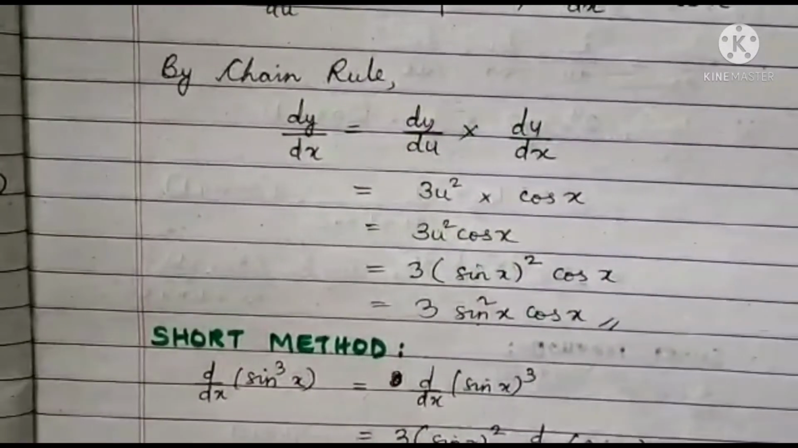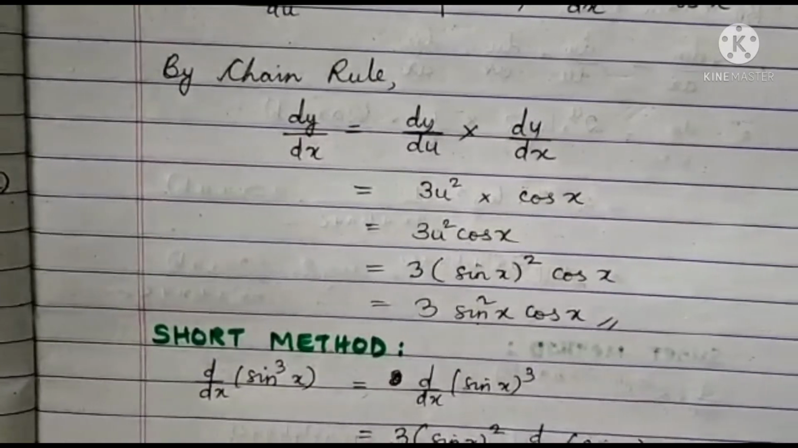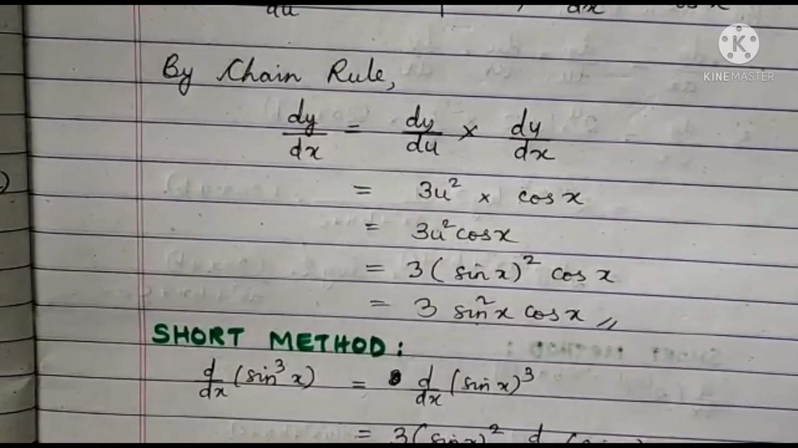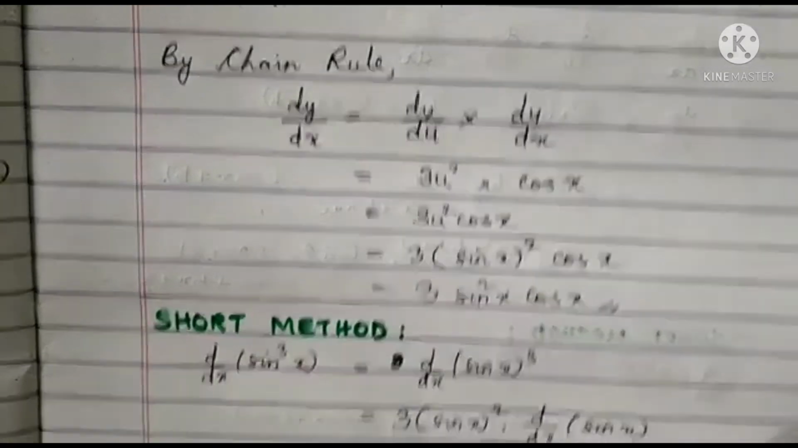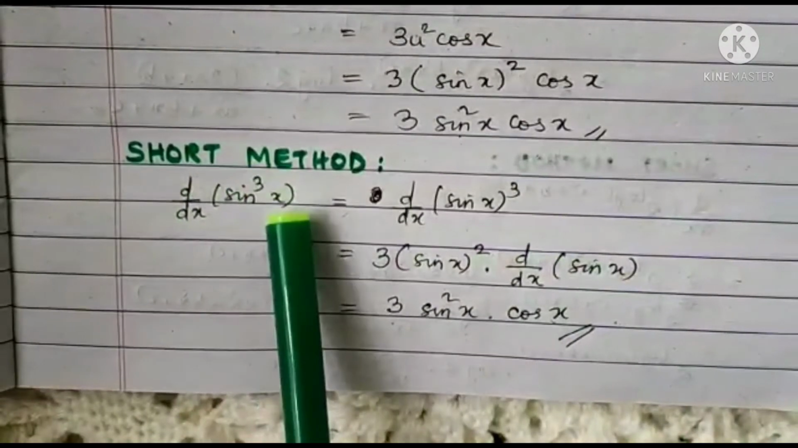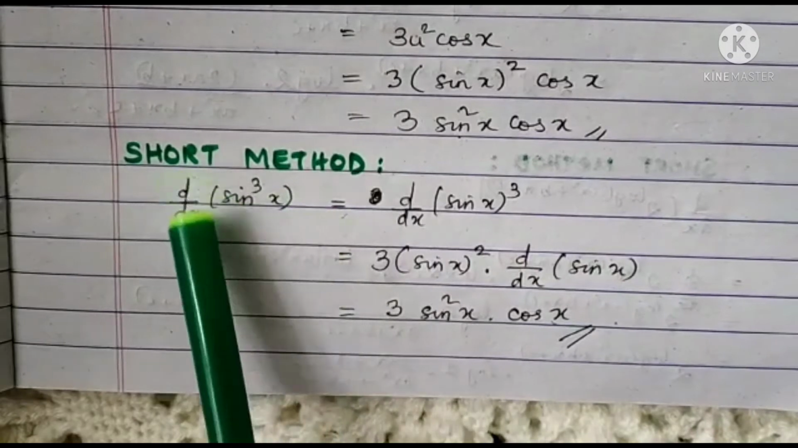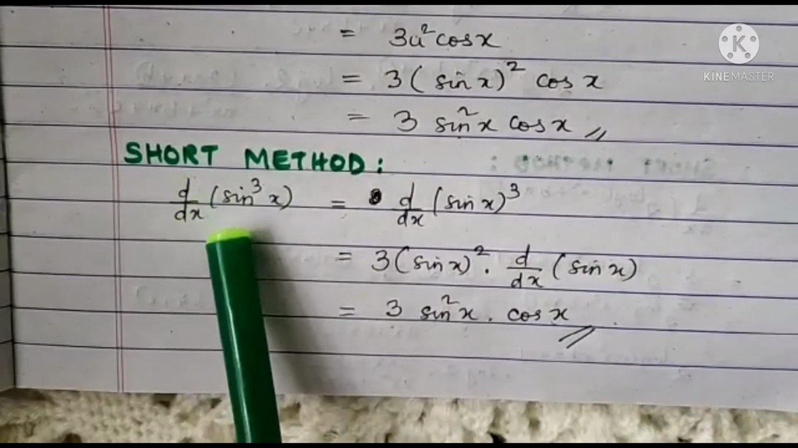Now this particular chain rule, this is a longer method, a longer way of doing it, okay? But the same chain rule can be applied in a very short method as shown below. Please see. d by dx of sin cube x. This is what you are asked to do. Find the derivative of sin cube x, isn't it? So we are finding d by dx of sin cube x.